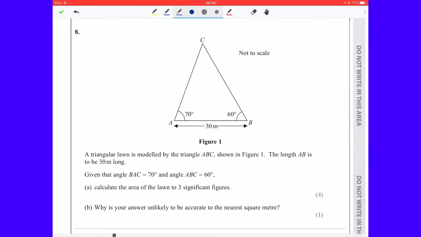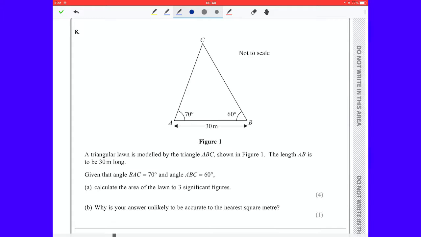Question 8. A triangular lawn is modelled by the triangle ABC. The length AB is to be 30 metres long. Given that angle BAC is 70 degrees and angle ABC is 60 degrees, calculate the area of the lawn to three significant figures.